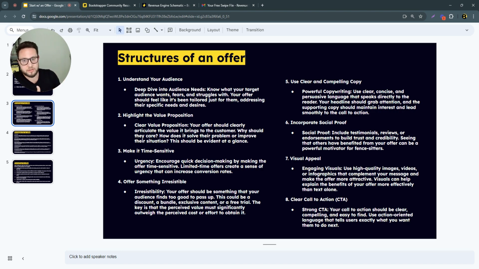And the whole goal here is to create value. So you're going to then highlight a value proposition, and your offer should really clearly articulate the value of what somebody's going to get, right? What are you bringing to them so that they care and they care fast, right? Get to the value fast, right? So that you can hopefully get to the conversion even faster.